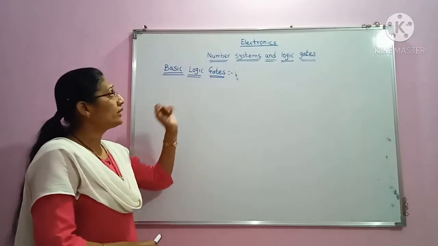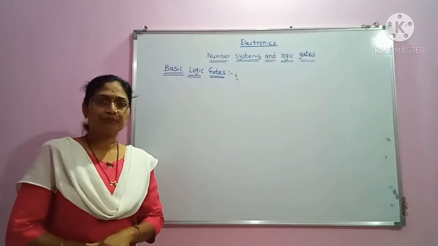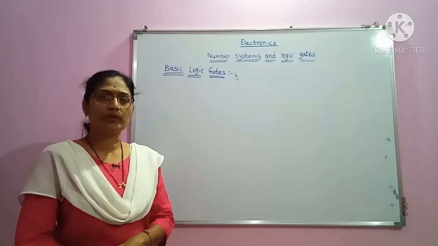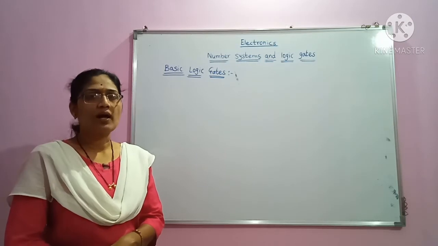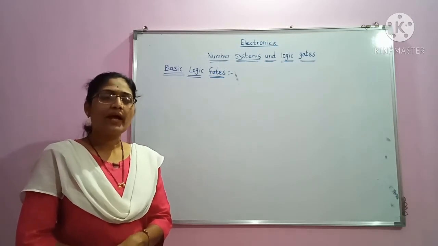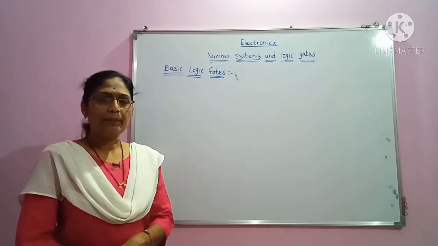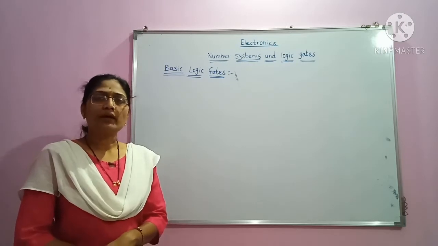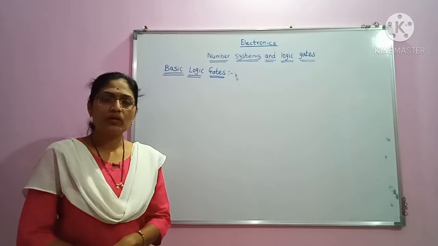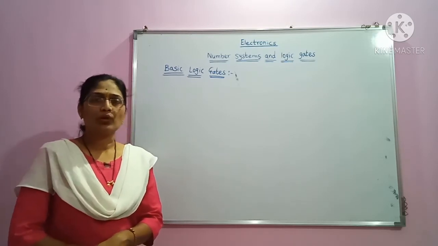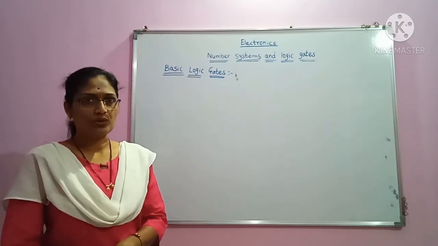Now we are dealing with level logic. In level logic, the voltages are represented as either high or low, and based on the logic level there are two types of logic circuits or logic systems, and these are called the positive logic system and the negative logic system.